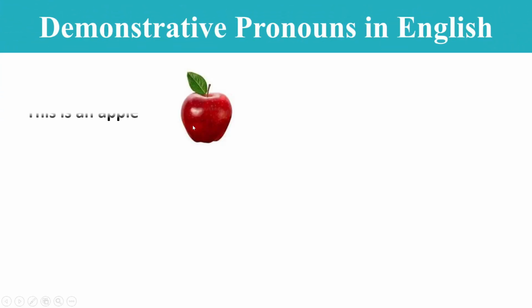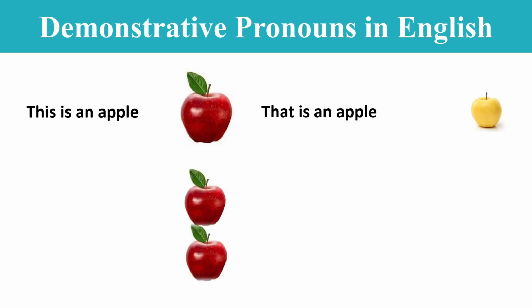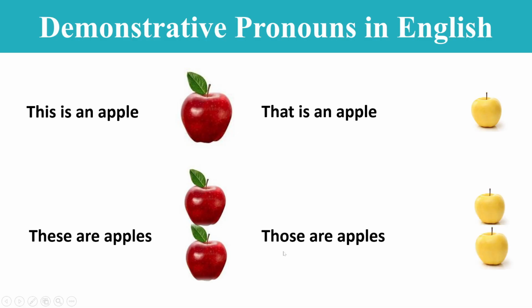Look at this one. This is an apple. That is an apple. These are apples. Those are apples. So as you can see, making sentences with demonstrative pronouns is super simple.